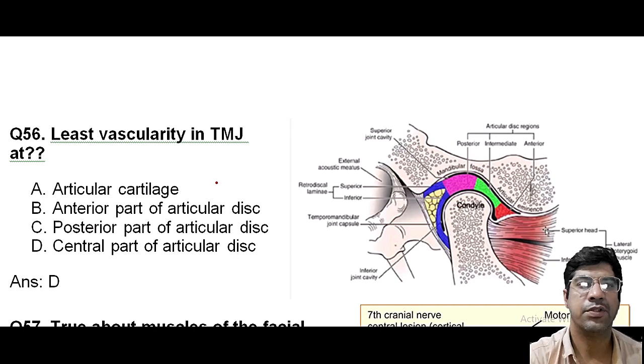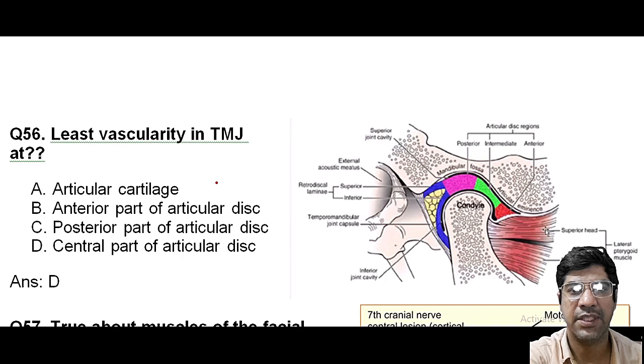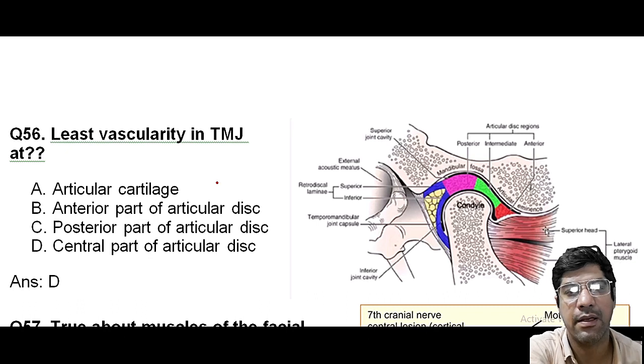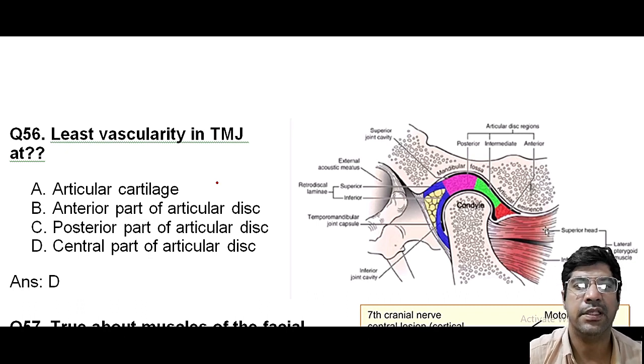Next question: the avascular area in the TMJ is at the central part of the articular disc. We know that the TMJ is a synovial joint that allows the movement of the jaws. It consists of the mandibular condyle. That condyle articulates with the mandibular fossa, which is a part of the temporal bone.